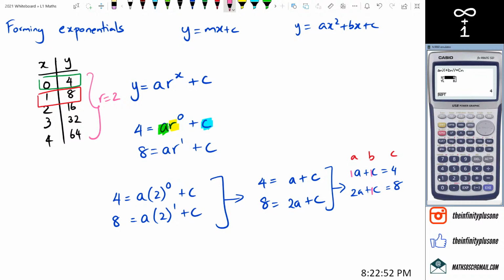Notice how it says X and Y is 4 and 0. X and Y, in this case, A is equal to X and C is equal to Y. So what we can say is that A is equal to 4 and C is equal to 0. With that in mind, we've actually got our equation. Y is equal to 4 multiplied by R, which is 2 to the power of X, plus 0 is what our equation is.